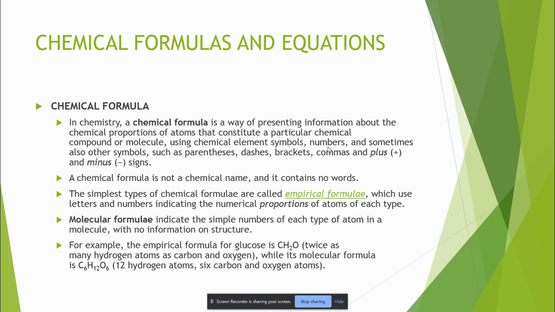So, for example, the empirical formula for glucose is CH2O, which means for one carbon, we need two hydrogen and one oxygen. That's a 1 to 2 to 1 ratio. That's what the empirical formula is telling us. Do you get my point? Then the molecular formula is going to be C6H12O6. That compound actually has 6 carbon, 12 hydrogen, and 6 oxygen. That's the difference between empirical and molecular formula. The empirical formula is telling me the proportion, while the molecular formula is telling me the number of atoms of each. As simple as that.